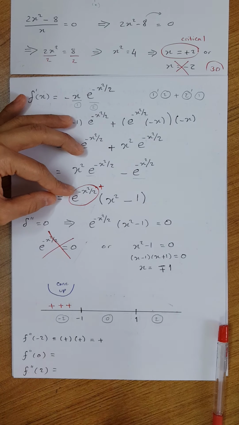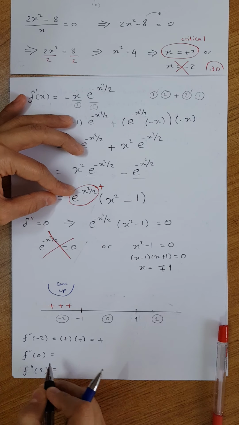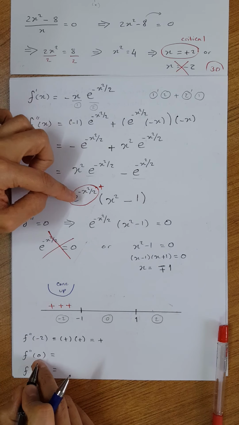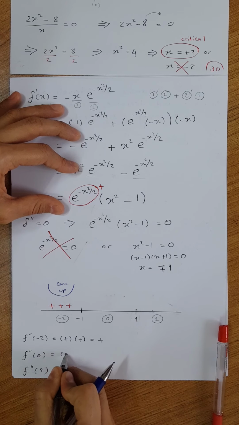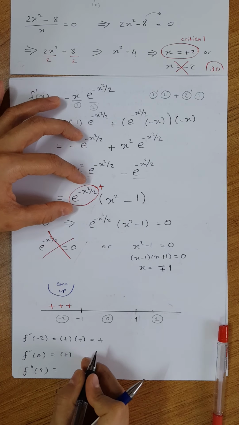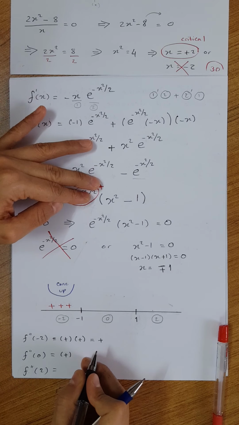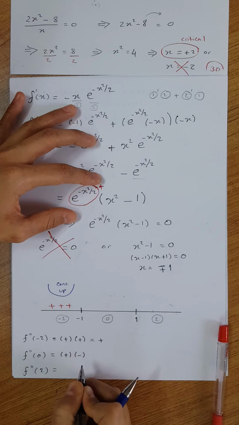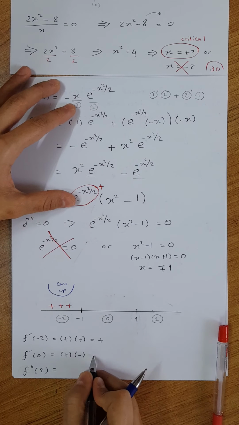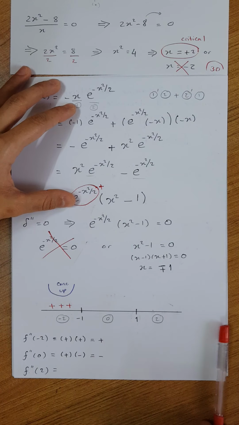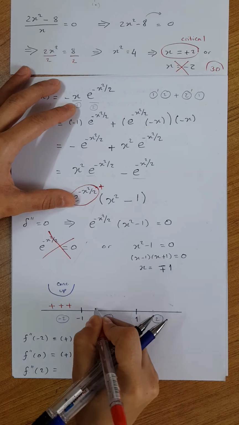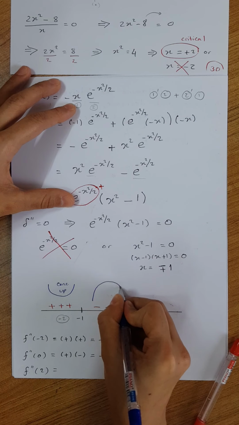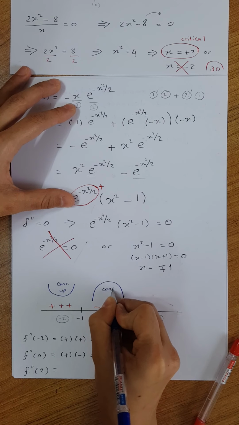Okay, now let's do that one. I have got 0. If I put it here again, I get something positive, because I know that e is always positive, so I do not need to calculate it. If I put 0 in here, I will get something negative, because 0 minus 1 is negative, so negative multiplied by positive will give me negative values. What do negative values mean? That means the function that I have got is concave down.